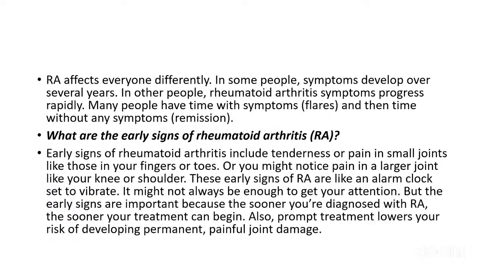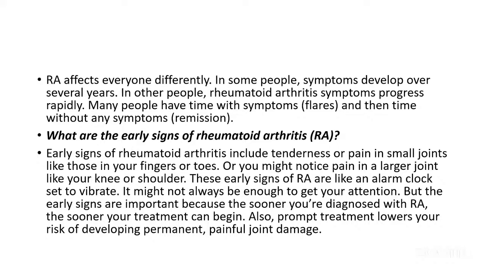RA affects everyone differently. In some people, symptoms develop over several years. In other people, rheumatoid symptoms progress rapidly. Many people have time with symptoms, we call it flare, and then time without any symptoms. That is remission. Sometimes it comes, sometimes it goes. And then you just feel, I don't have it anymore. And then later it just surfaces again.